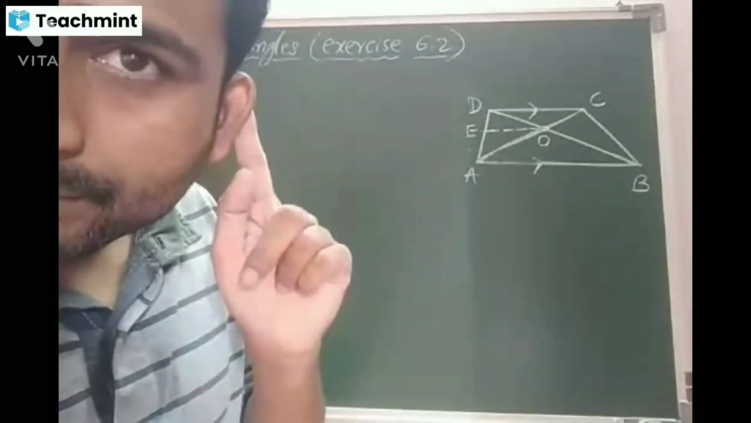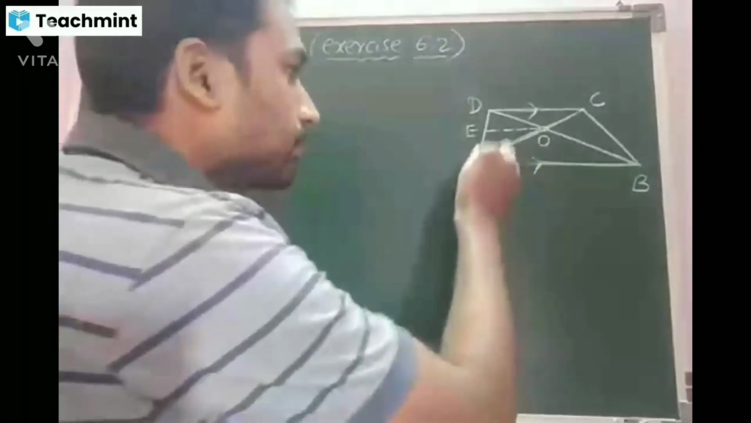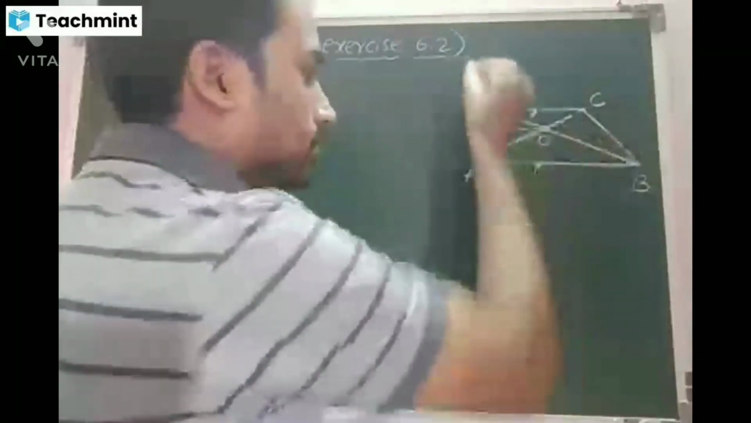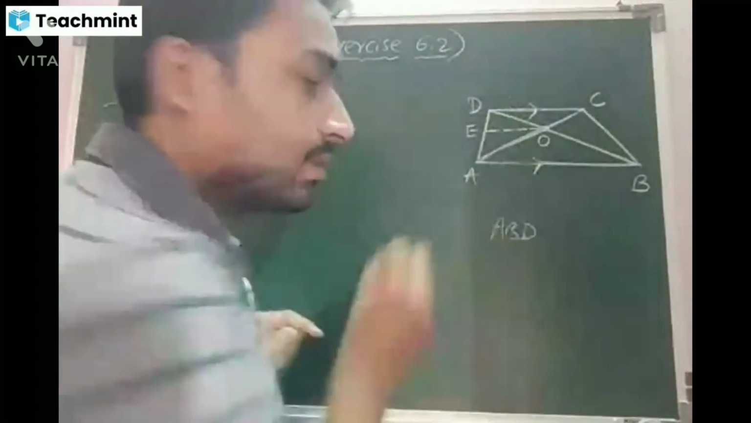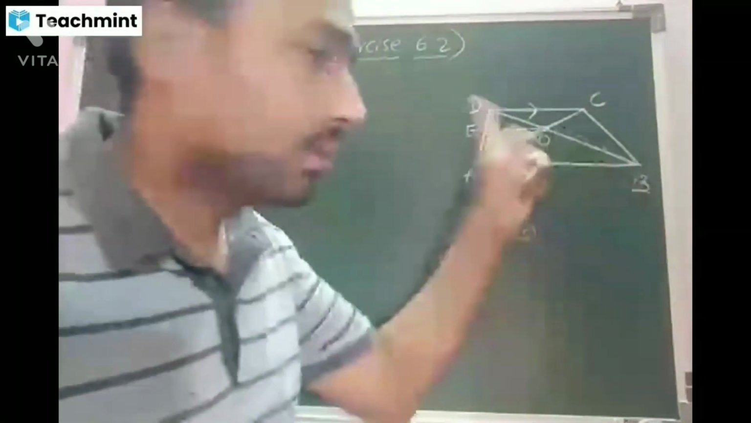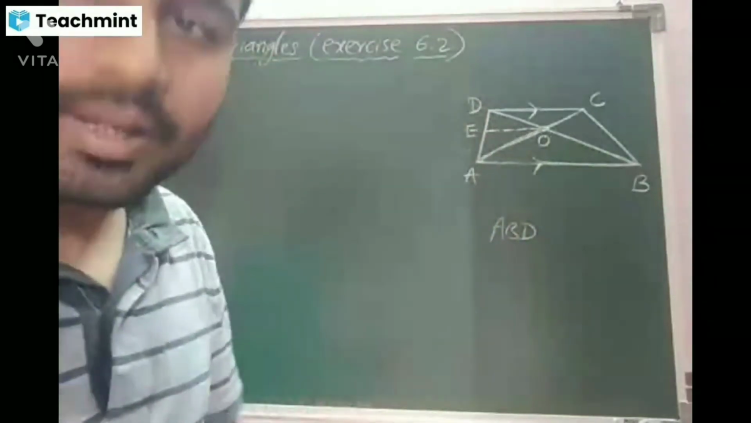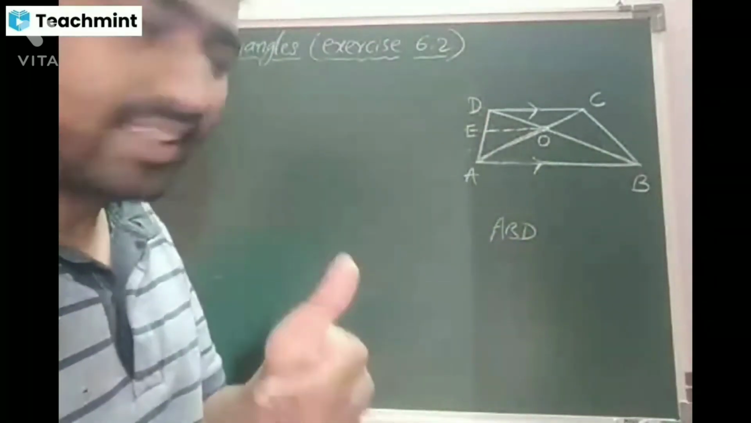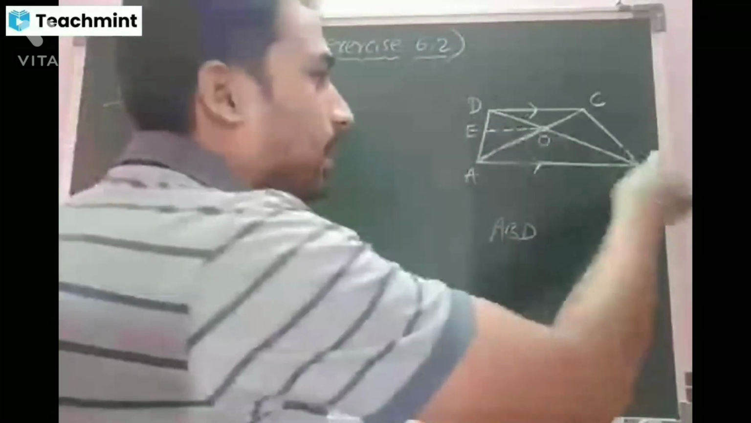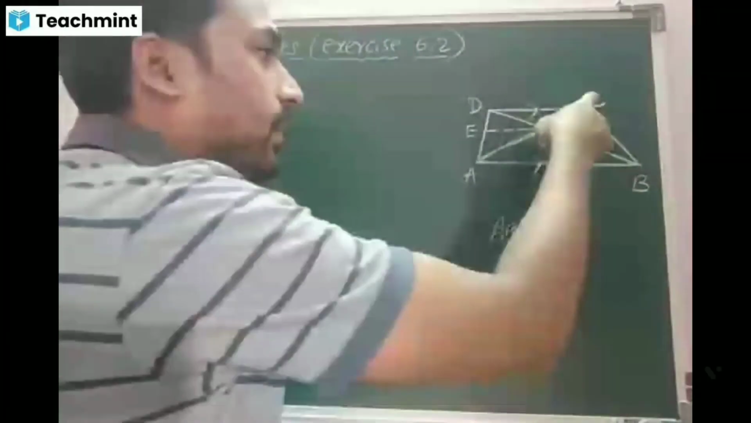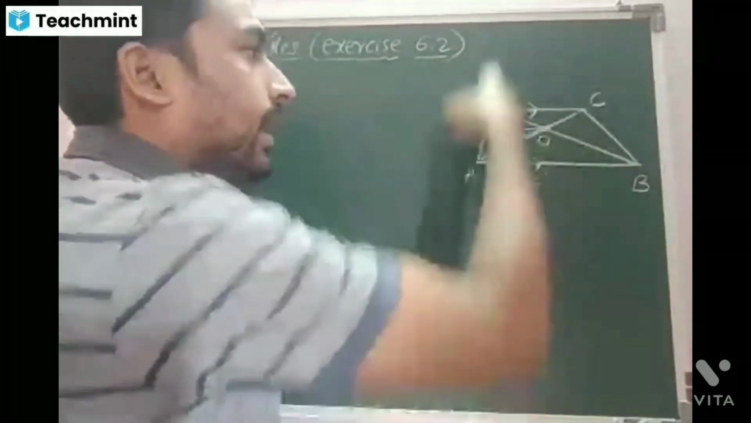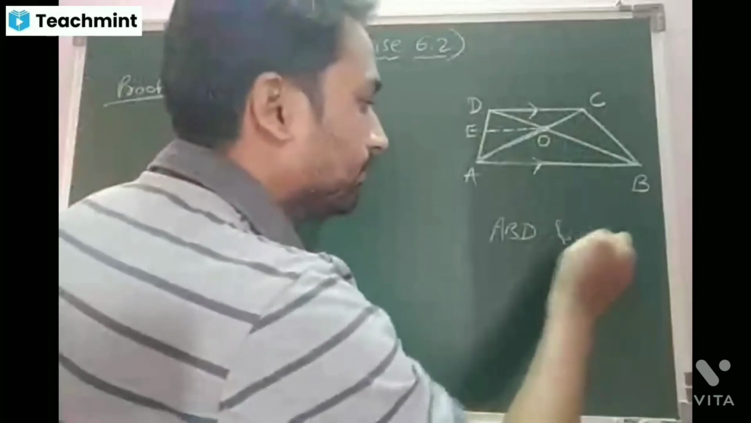Triangle ABD. One is ABD. Then the second one is CDA or CAD. Am I right, beta? Yes, sir.